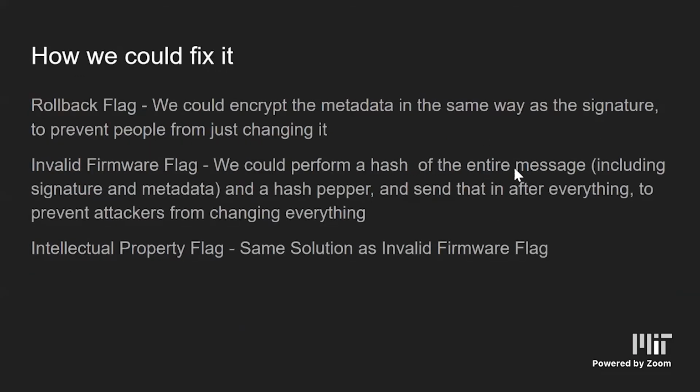So even though we came across some security flaws, we also found ways to fix them. For the rollback flag, we could have encrypted the metadata in the same way as the signature, to prevent people from changing it. For the invalid firmware flag, we could have performed a hash of the entire message, including the signature, the metadata, and a hash pepper, and sent that in after everything to prevent attackers from changing everything. For the intellectual property flag, we could have done the same solution as the invalid firmware flag.